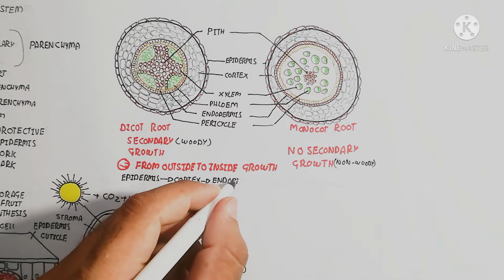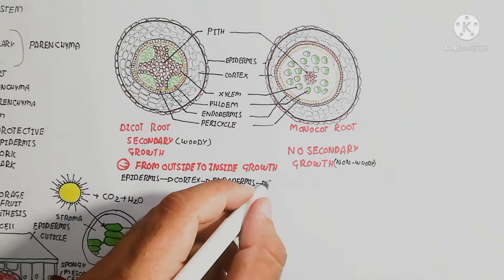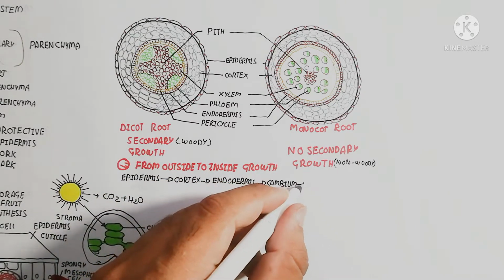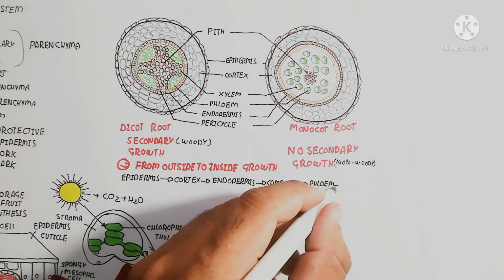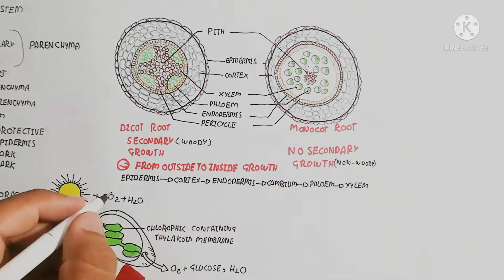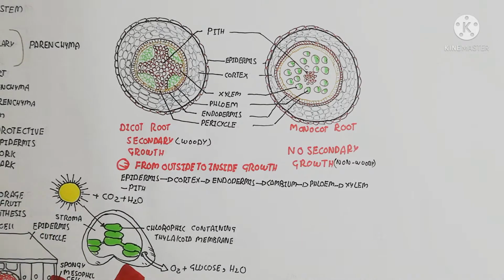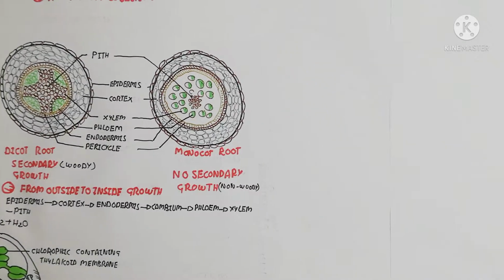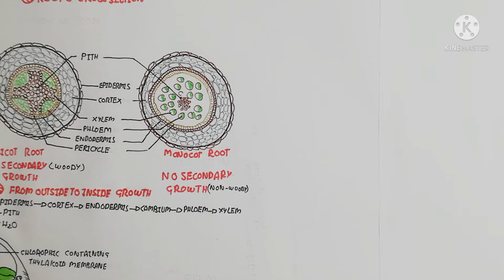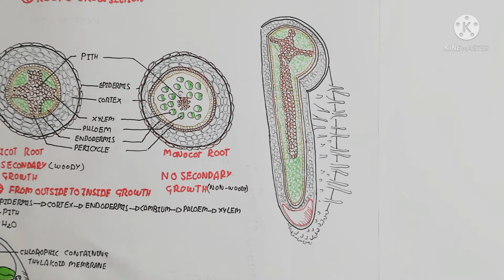So the secondary growth is basically the growth of the stem from outside to inside: epidermis to cortex, endodermis to cambium, phloem to xylem, and ultimately the pith, which is the inside. So that's the growth from outside to inside, in this pattern.